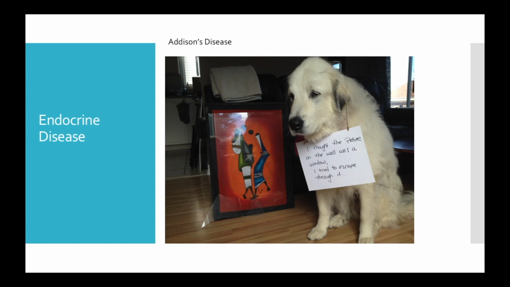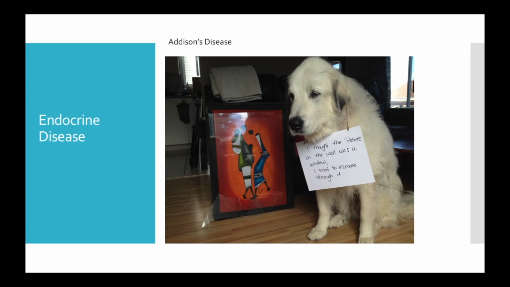Leia also, this dog here, my fabulous Great Pyrenees, had separation anxiety like crazy. So I shamed her, as I do. And I put a little sign on her that says, I thought the picture on the wall was a window. I tried to escape through it. What happened? She had separation anxiety. She tried to go out the window, as she often did. Our neighbors would find her on the roof. And when she tried to go out this window, she realized it was a picture frame, and she broke the window.